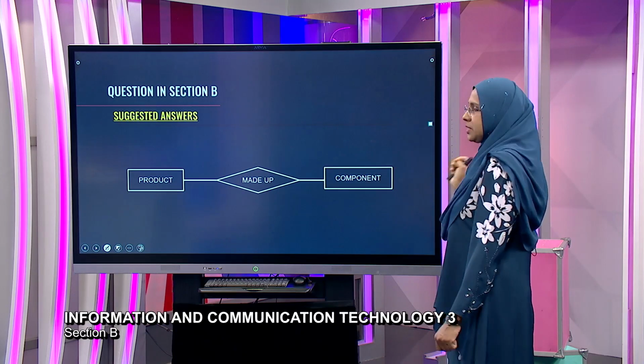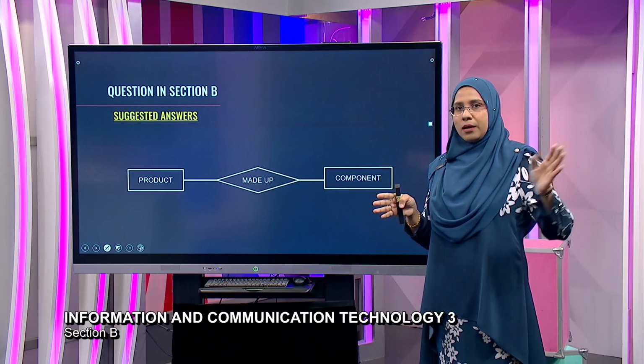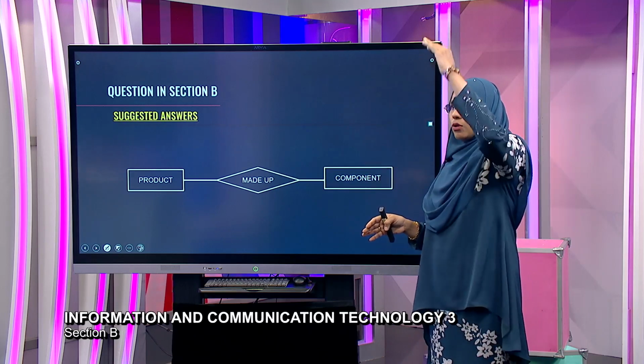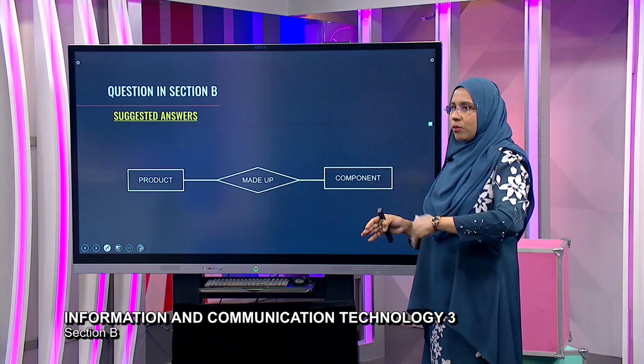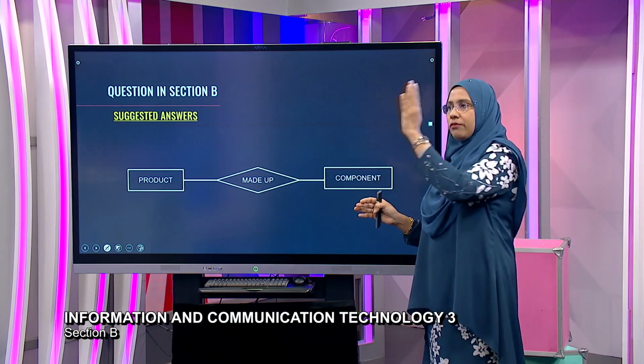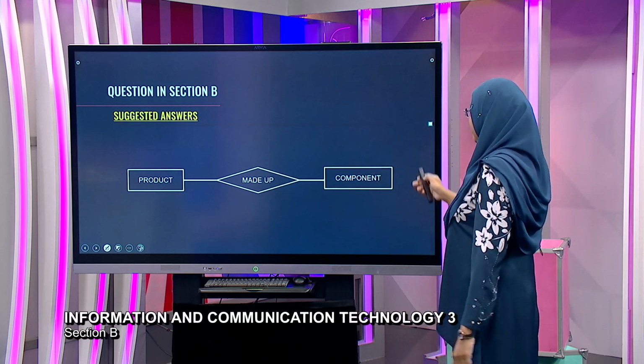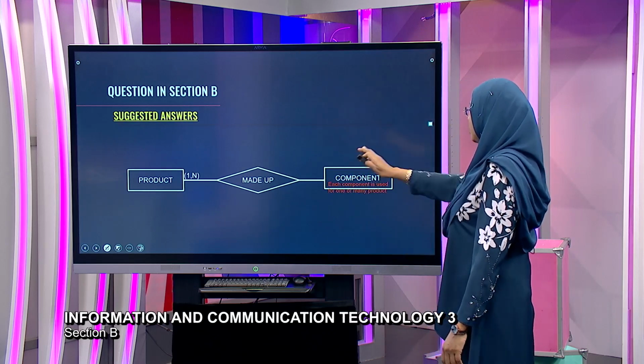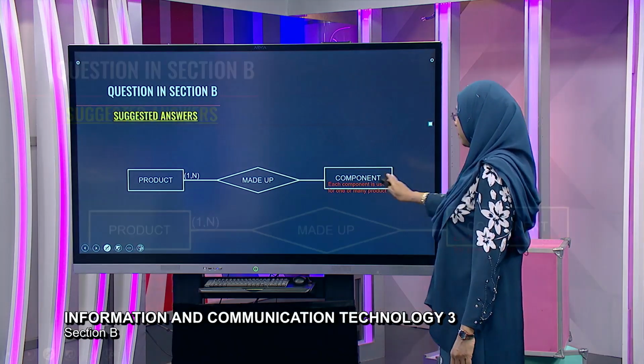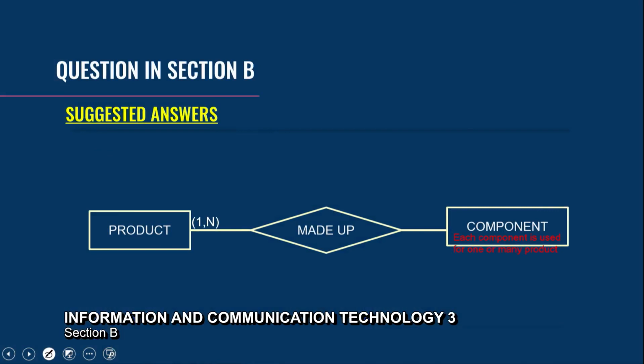So you draw the ER diagram first. Remember, your ER diagram must be from left to right, top to bottom. You cannot read from bottom to up. It's wrong. You read left to right. After that, we have another relationship. After you draw the ER diagram for the first part, you put the cardinality. So I put 1, n. Here I use Chan notation. 1, n. When we read this, each component is used for one or many products.